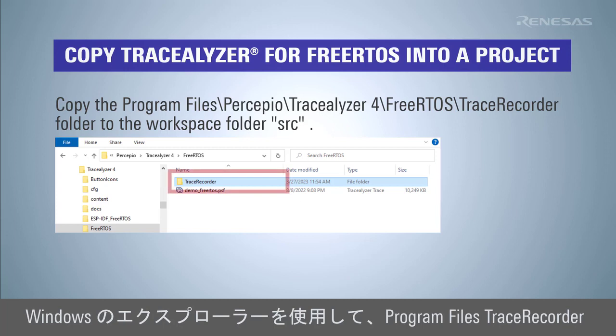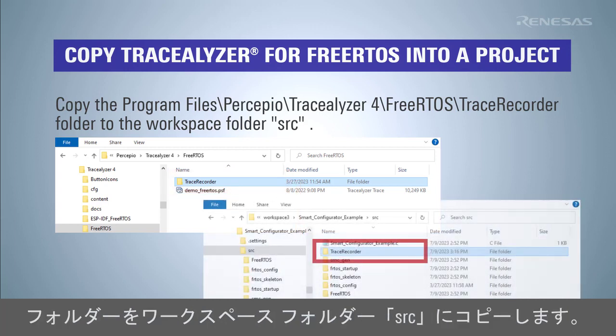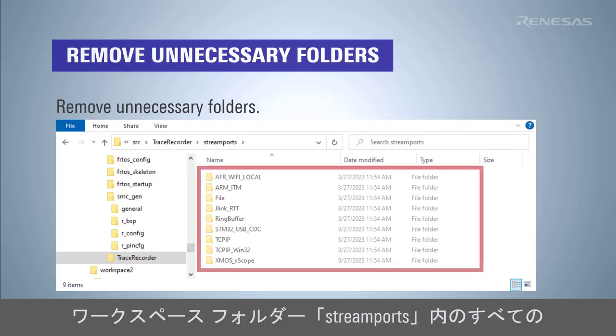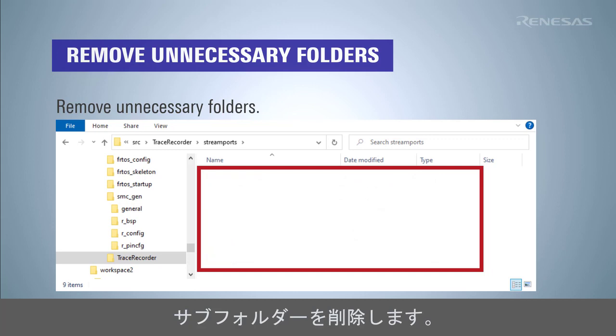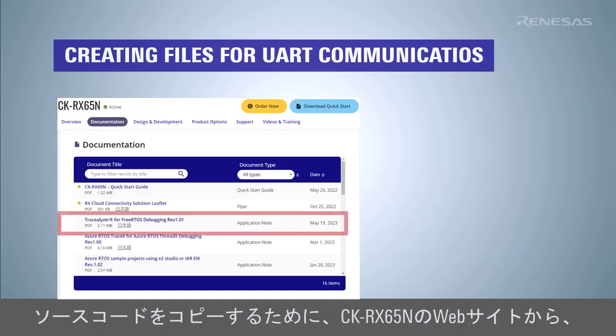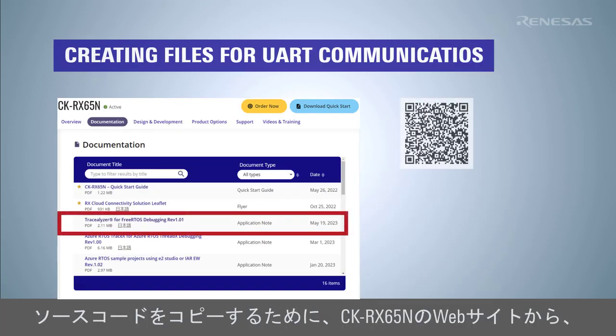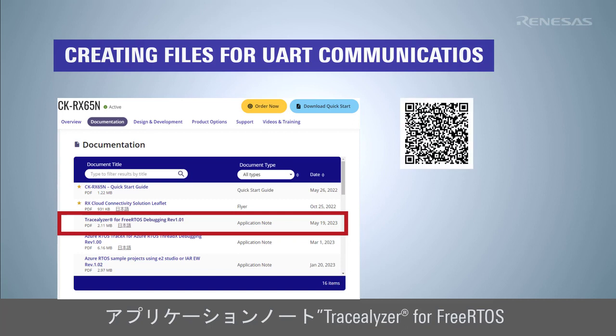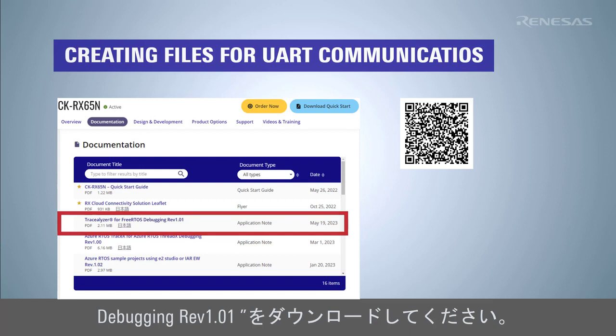Copy the program files in the Trace Recorder folder to the workspace folder src by using the File Explorer of Windows. Remove all subfolders in the workspace folder stringports. Please download the application note Tracealyzer for FreeRTOS debugging Rev 1.01 from the CK-RX65N website to copy the source code.